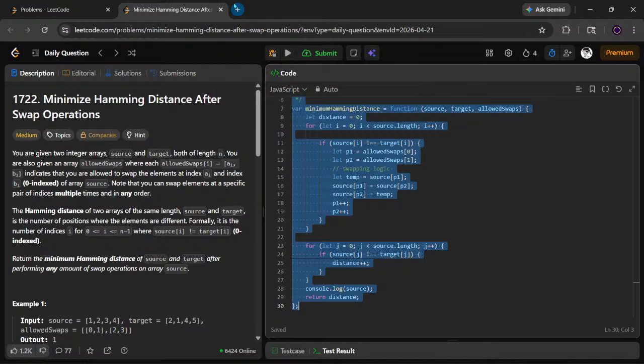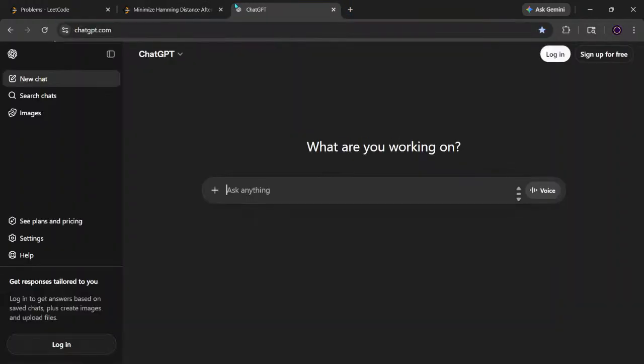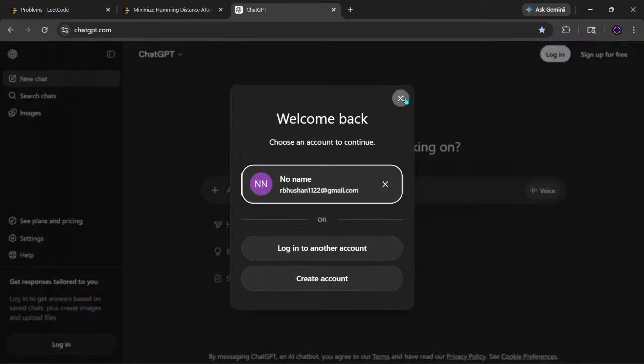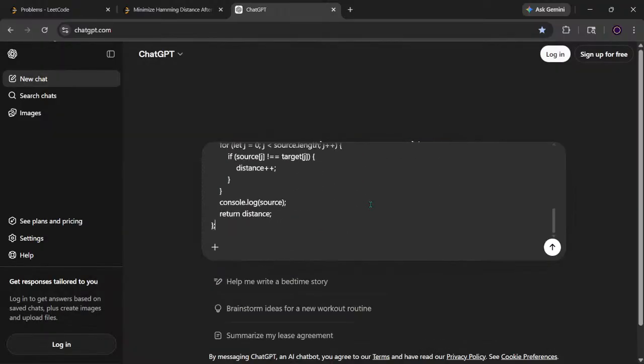I'm going to copy this, go to ChatGPT and paste it. Now, how am I supposed to access the index of the allowed indices, allowed array? Just give me a hint, no answer.